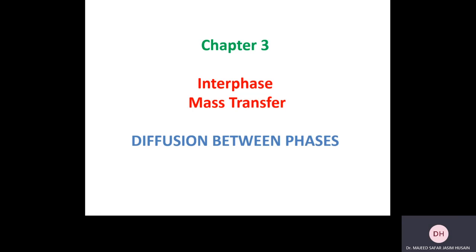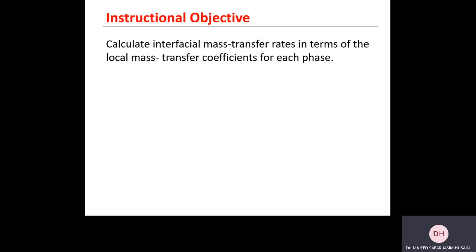Okay, hello everybody. Today we are going to learn one more thing about interface mass transfer in chapter 3, which is the diffusion between different phases, what's happening there. The objective is to calculate the interfacial mass transfer rate in terms of local mass transfer coefficients for each phase.